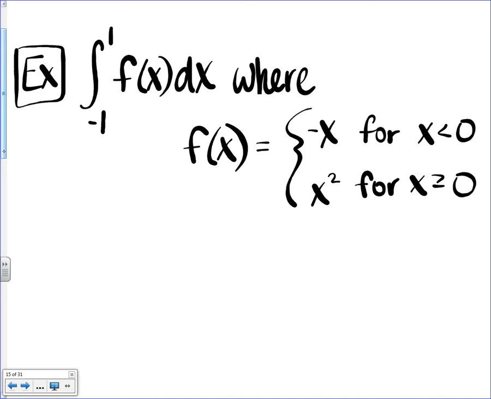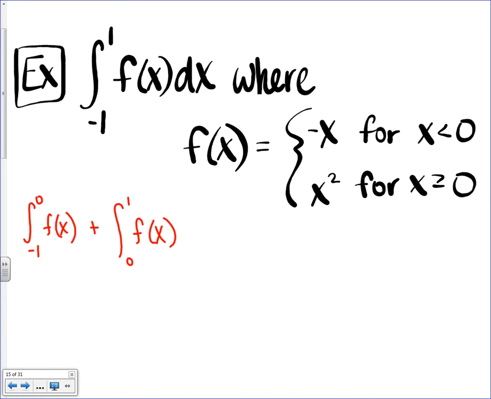So if you take a look at this first example, I have a split that happens at the domain as 0. Okay, at x is 0 is where we jump from one to the other. So I'm going to split this integral into two pieces. I'm going to go from -1 to 0, and I'm going to go from 0 to 1. And that will give me the entire original integral.